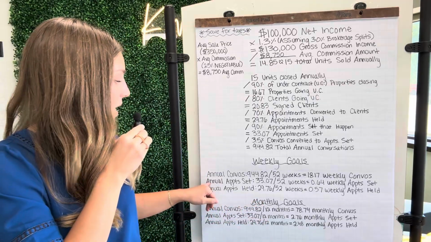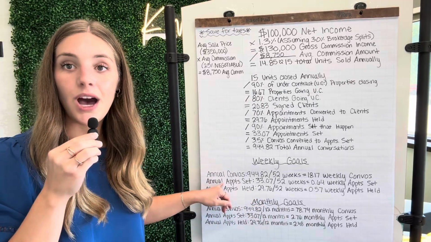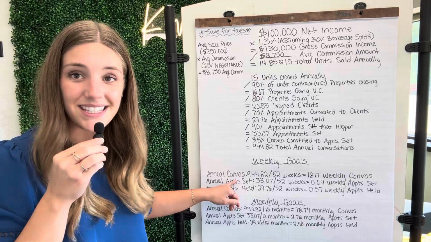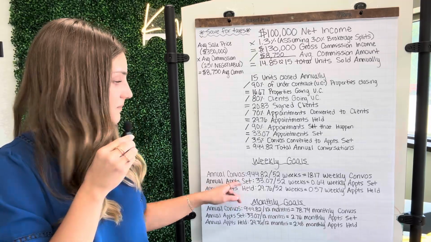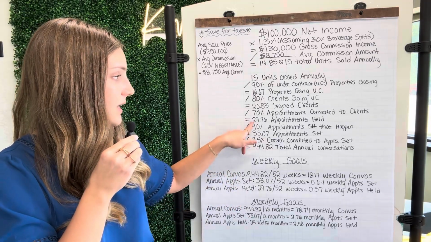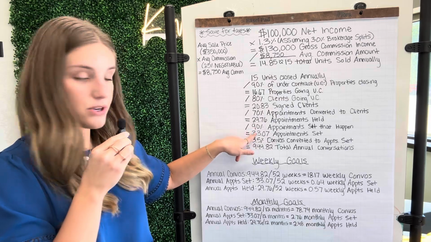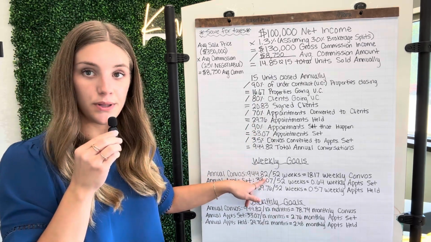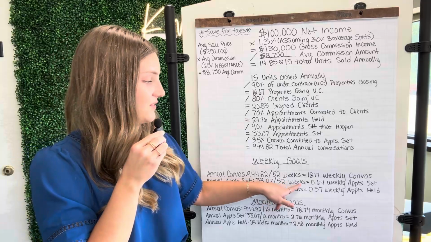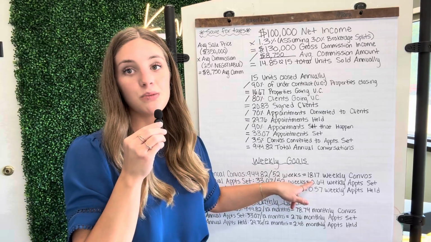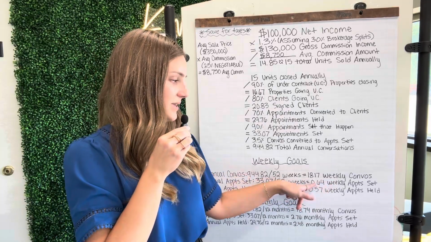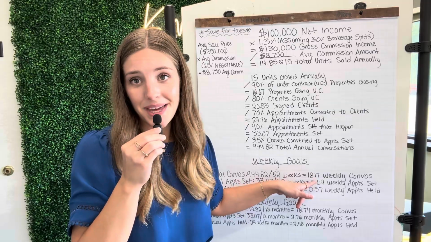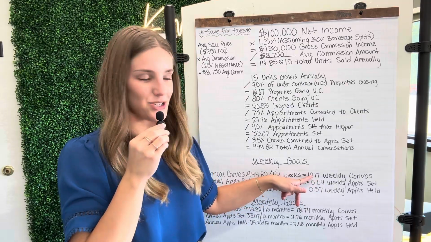appointments. Now, the next thing we need to know is how many appointments set that you need to have every week. So we're going to take your appointment set goal, which is right here, your 33.07. So we take 33.07, which is your annual appointment set goal, and we divide that by 52 weeks in the year, which is 0.64 weekly appointment set. You could just round that up to 1, but it's good to know what the actual metric is.